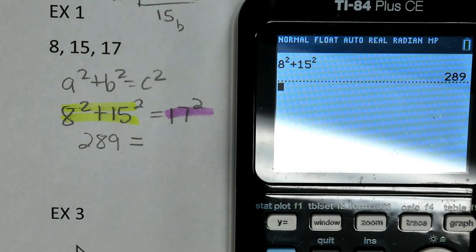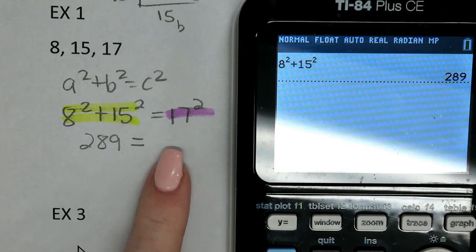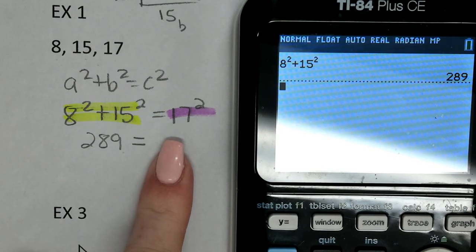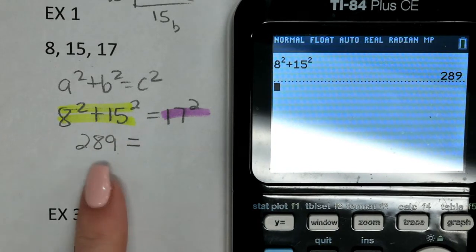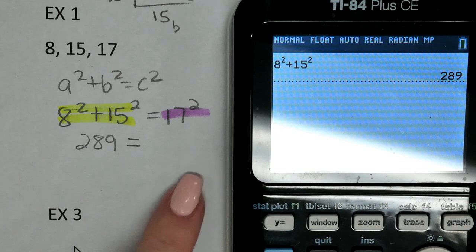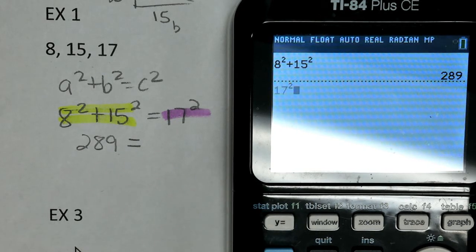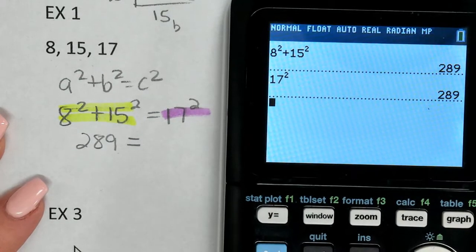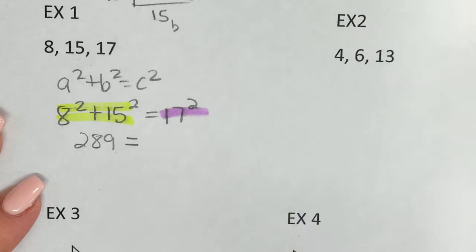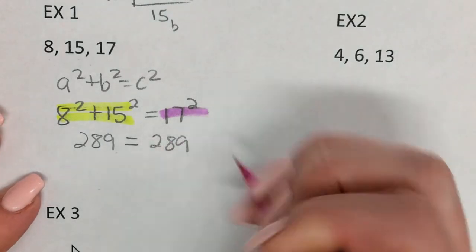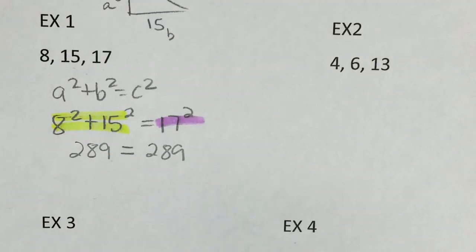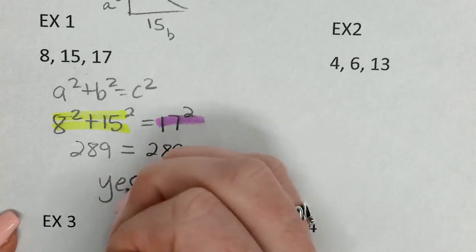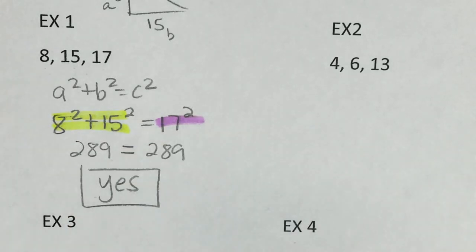If this is a right triangle, then what do I have to get over here? What do I have to get if it's a right triangle? I've got to get the same answer, right? Because it has to be equal. So what is 17 squared? Is it also 289? So did Pythagorean Theorem prove to be true with these 3 numbers? Yes. Then these 3 numbers would make a true right triangle.